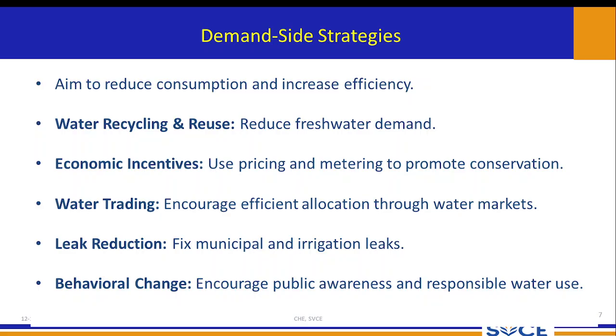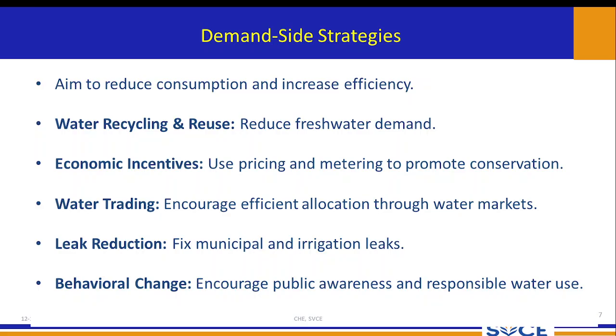And then behavioral change: encourage public awareness and responsible water use. For example, if somebody says it's treated water, it can be used as potable water. Just see in Singapore, what the new water plant is doing. They are treating even the overflow of septic tank water along with the drainage. They treat everything and make it into pure drinkable water because of the technology.